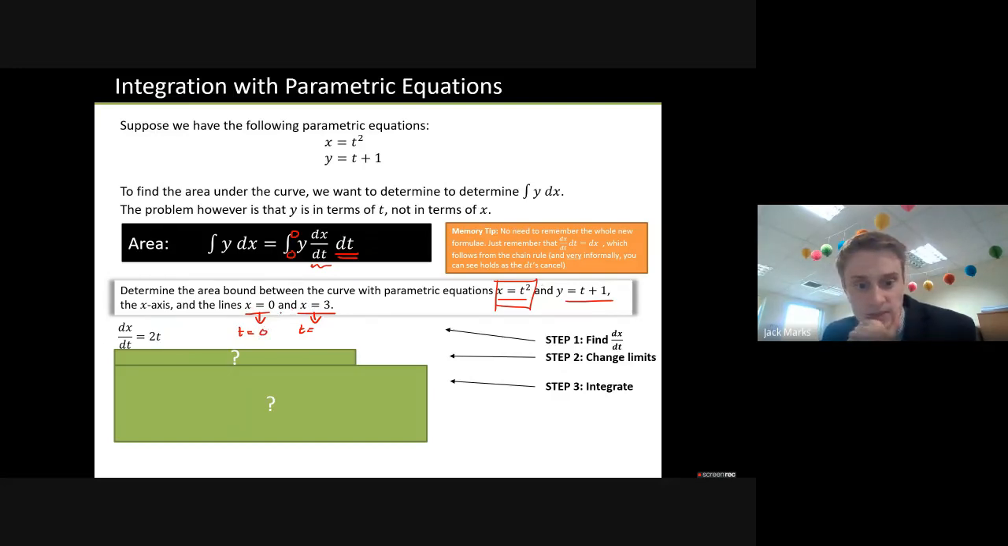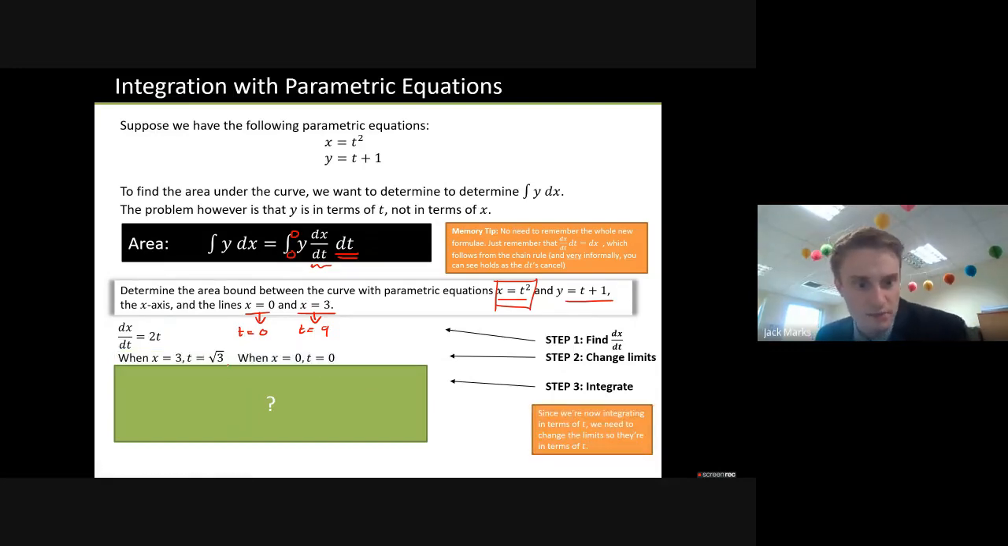So 0 would go to 0. And what was the other one? 3 should go to 9. So we changed the limits as well. So we're getting all of the parts ready to integrate. When x equals 3, oh, sorry, I got that one the wrong way around. That should be root 3. Okay, now we've got all of that, we can start trying to put it together.